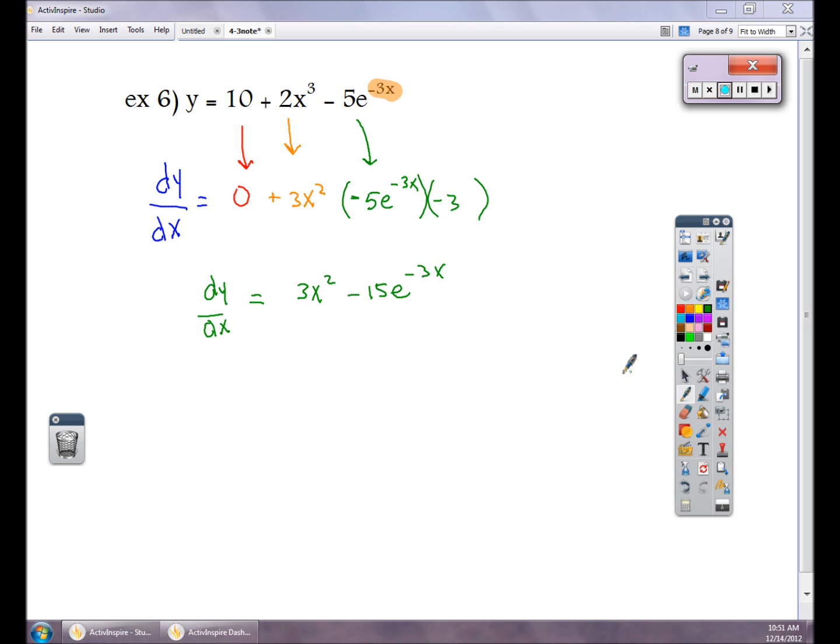On second thought, looks like I made a mistake here. When I look back at my answer, I noticed when I was doing the shortcut, 3 times 2, silly me, I wrote 3. Clearly that's not the answer. 3 times 2 is 6. So my final answer, my fault, 6x squared minus 15e to the negative 3x. And you can check this out. Here's another one. Negative times negative, positive.